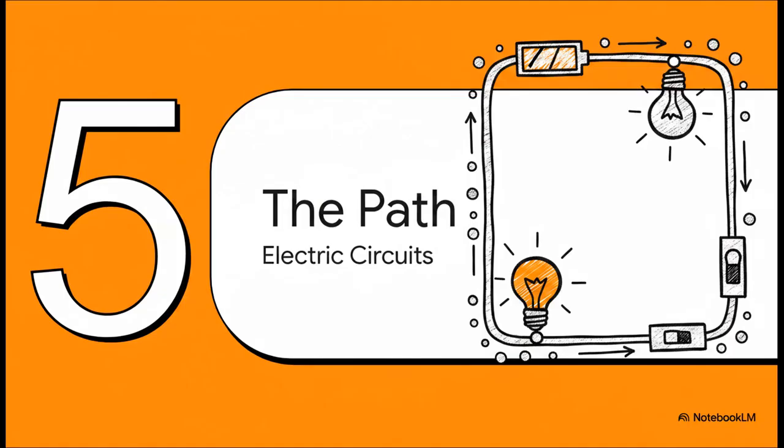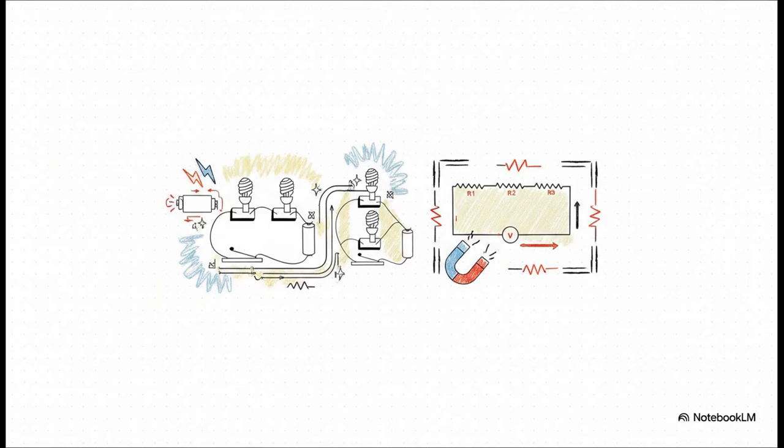All right, on to section 5, the path, looking at electric circuits and their effects. So, how do we actually harness this controlled flow? We do it by giving the current a continuous, unbroken path to travel along. And this continuous loop is what we call an electric circuit.